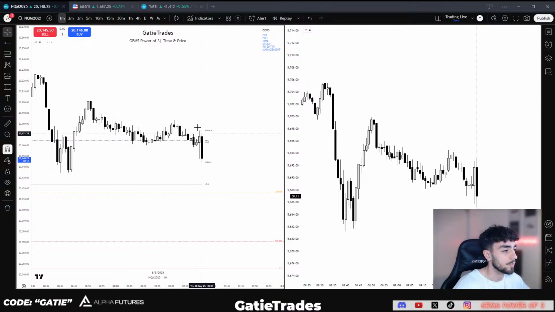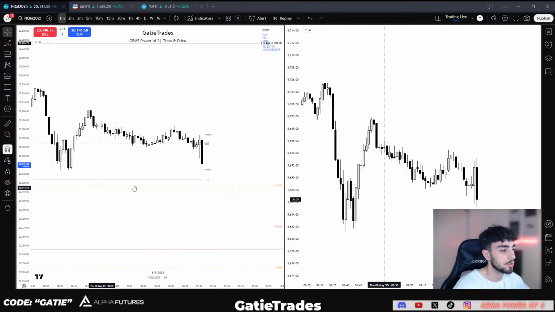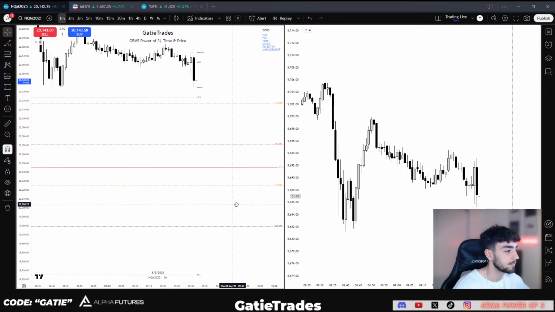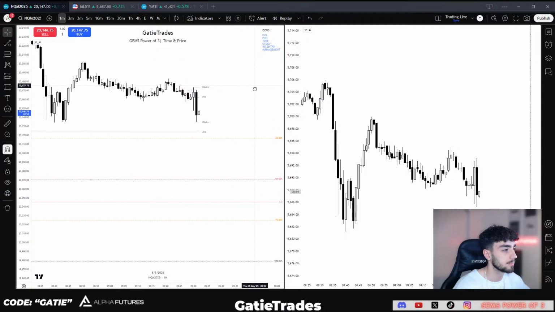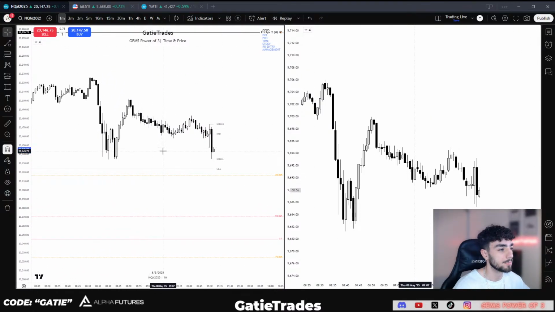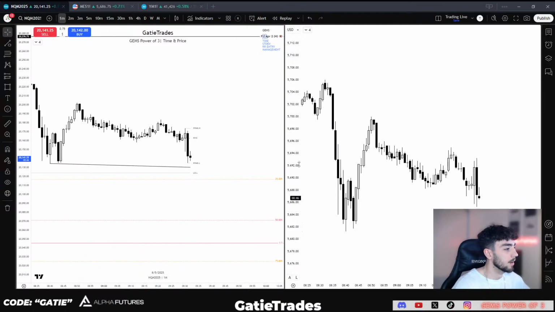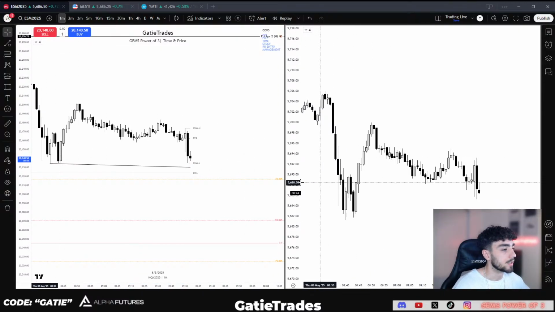All right. We have accumulation pre-market. I'm watching London lows, this gray line right here, to see if we want to get there. We do have an SMT right here, as of right now, but I do think it'll break.